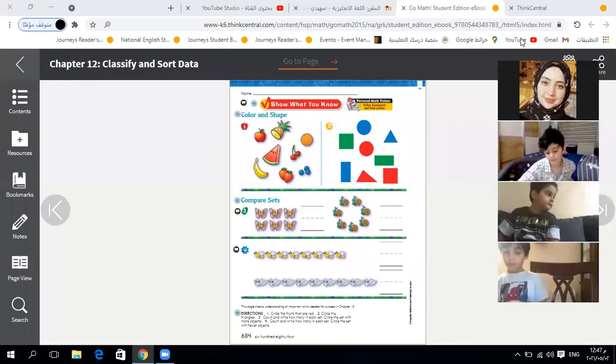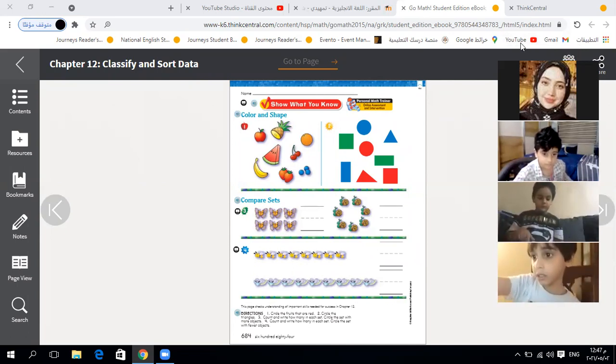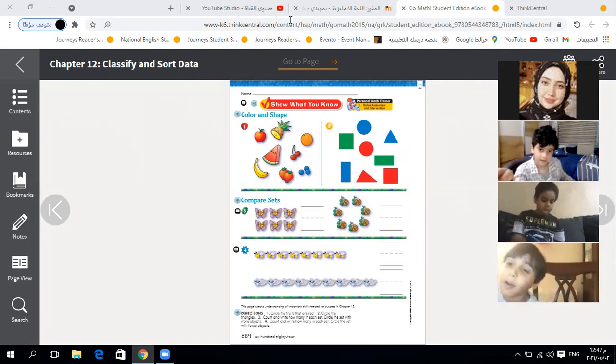Look at the first activity here. We have to circle the fruits that are red. So yalla ya Amir, let's start. Got the first pictures here. We have to circle apple. An apple. An apple is red.